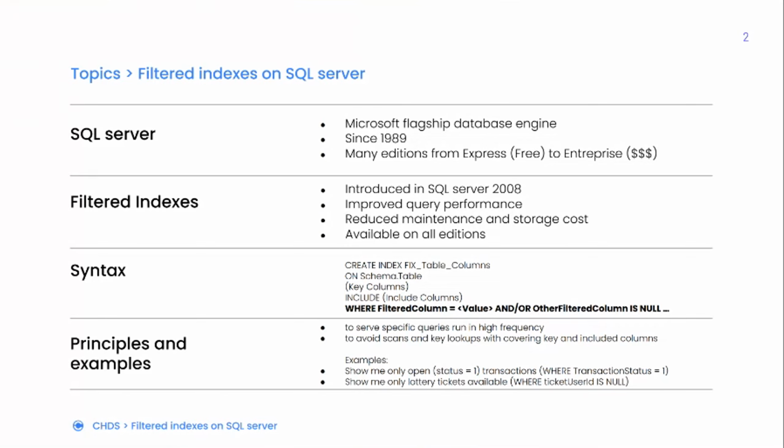The goal of this index is just to make it a tiny index on specific rows in the database. For example, a transactions table where status equals 1, meaning the open transactions. That's the principle, as an example here. They serve specific queries that run at high frequency, and this avoids scans and key lookup costs, because usually those indexes are so tiny that they can cover a lot of include columns.